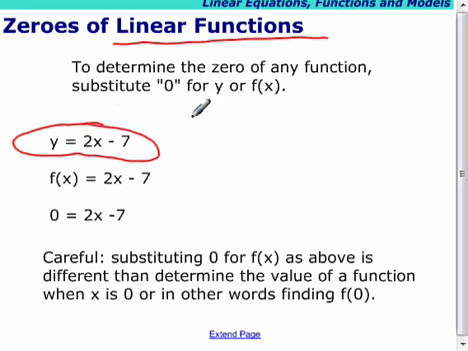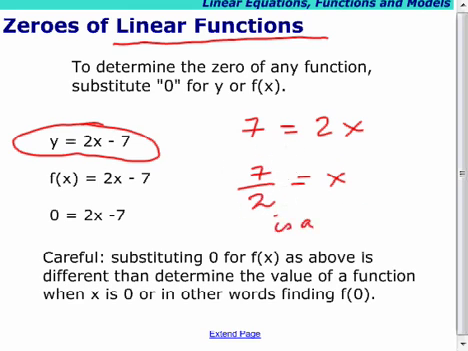y is equal to 2x minus 7. If they ask you for what the zero of that linear equation is, what they're wanting you to do is plug a 0 in for y and then solve. So I plug in a 0 for y. I have 0 is equal to 2x minus 7. I can use the addition property and add 7 to both sides, so 7 is equal to 2x. Use the division property to divide both sides by 2, and I come up with x being equal to 7 halves. So this 7 halves is a 0 of this equation.